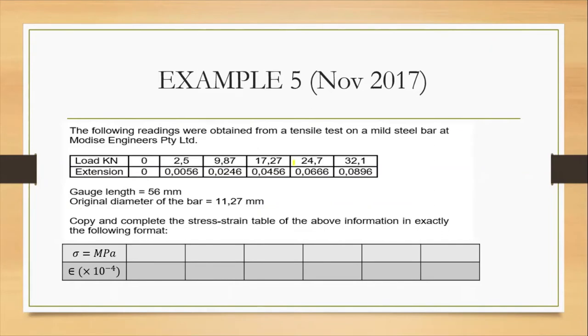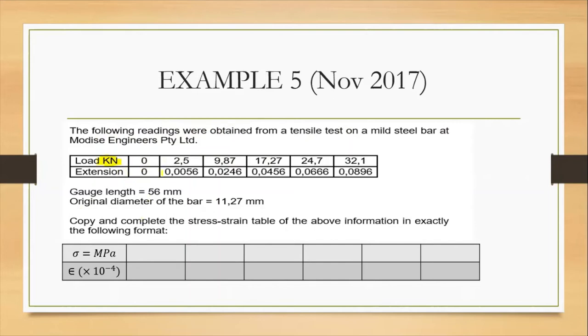Here now we've got an example 5, also from the November 2017 question paper. The question says the following readings were obtained. Please have your calculator ready because we are going to calculate here. The following readings were obtained from a tensile test at Modise Engineering, PTY LTD. That's not so important. What is important is that these are the tests. We've got a load, all of them in kilonewton. Are we together, guys?